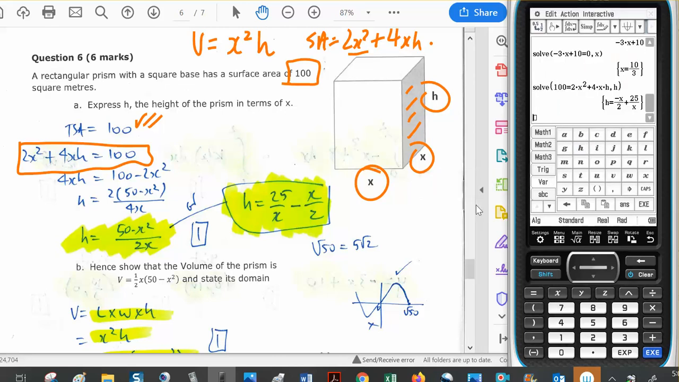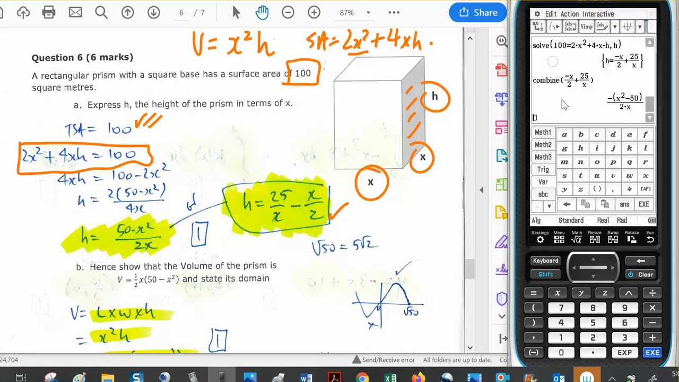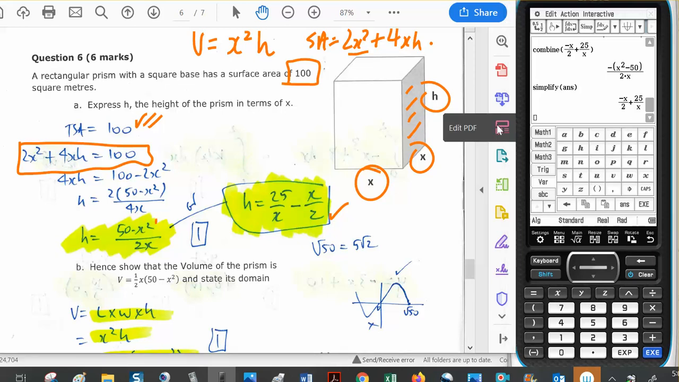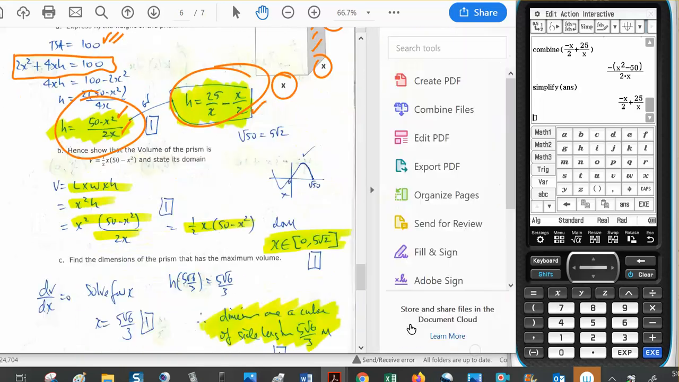And I could write 25 on x minus x on 2, or I could combine these two together. And if I simplify that answer, I get, well, this is where I got back to: 50 minus x squared on 2, or 25 on x minus x on 2. Either of those is perfectly okay, because they're both h in terms of x. Hence, show the volume of the prism is this.